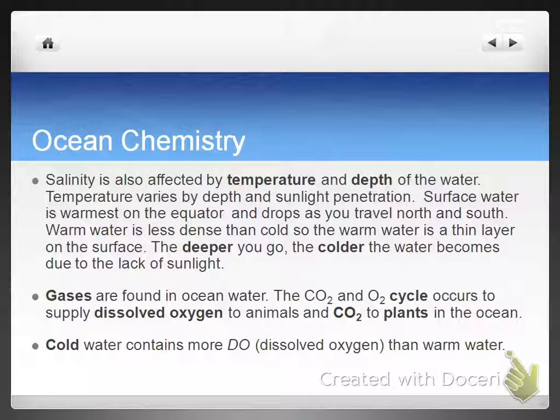Obviously, we have life in the ocean, and the carbon dioxide-oxygen cycle has to continue. Those gases are dissolved in ocean water, and most of the animals in the ocean breathe through gills. They're able to take in the water and remove the dissolved oxygen out of it. But you have things like your sea turtles, your sea snakes, and all your marine mammals that have to come to the surface. They just have the lung capacity, when they dive, to be able to hold enough oxygen to stay underwater for about an hour. Cold water does contain more dissolved oxygen than warm water.